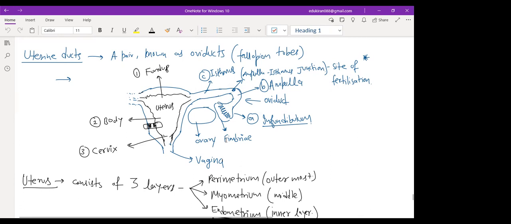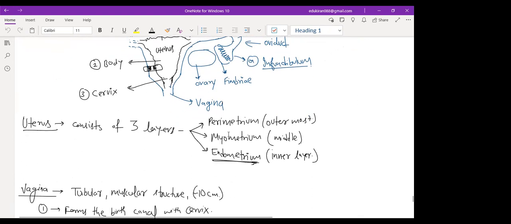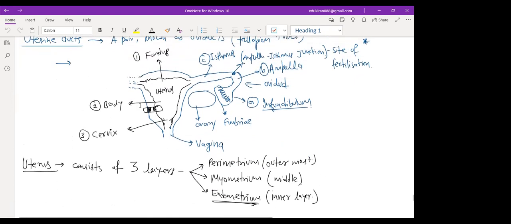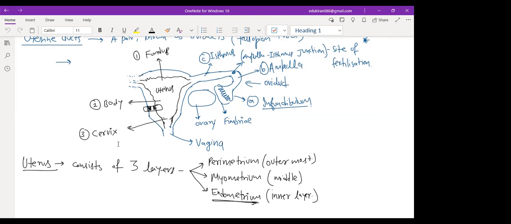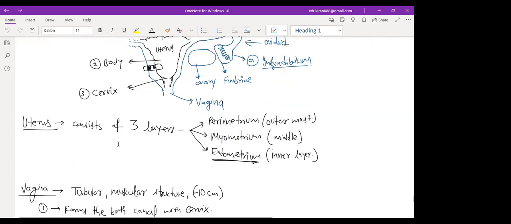Then the uterus has three parts. The dome-shaped portion called fundus. Then the central portion is called body. Then the inferior narrow portion called cervix, and it opens into the vagina. The uterus wall has three layers: the endometrium, which is the inner layer, the perimetrium, the outer layer, and the myometrium, the middle layer.